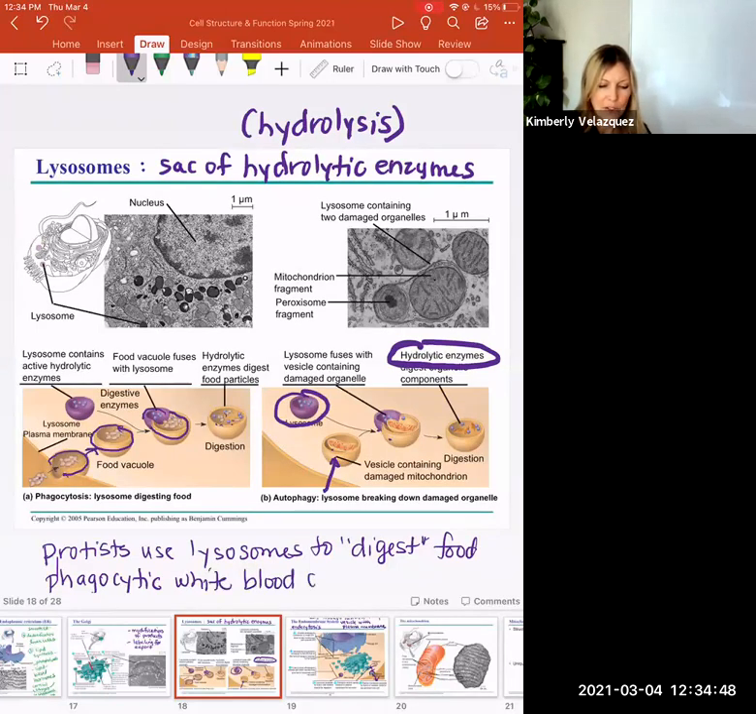You'll learn what phagocytosis means. It's a very specific form of endocytosis, but those phagocytic white blood cells use lysosomes to digest pathogens. So the lysosomes are going to be an important part of your white blood cells being defensive. In other words, breaking down foreign particles, dust, dog hair, things we breathe in. So we'll have phagocytic cells in our lungs that break down those foreign materials.